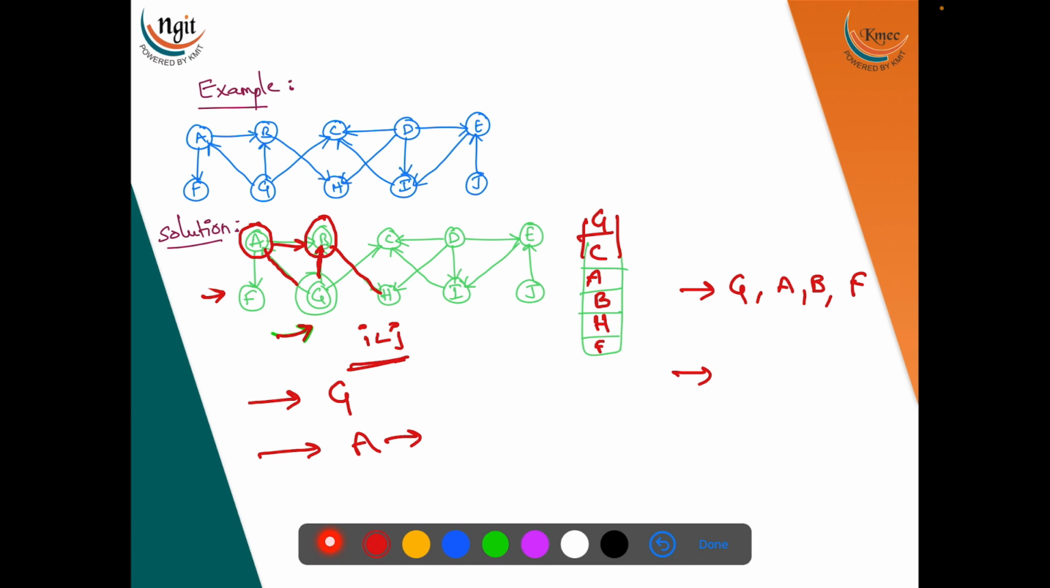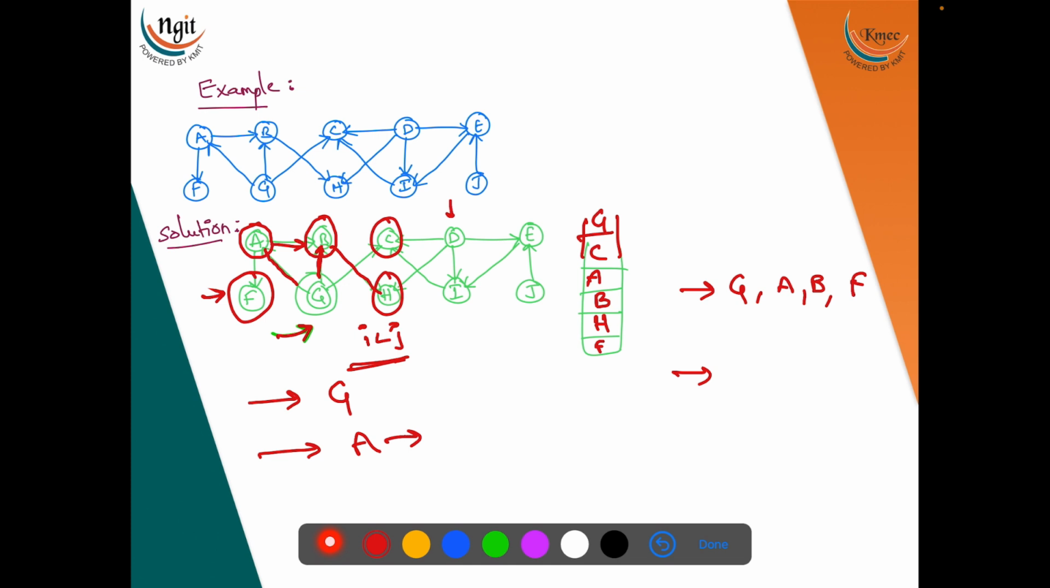Now your stack consists of what? F, H, B, A, C, G. And still there are other vertices which we have not visited. Now consider another vertex, D, which we have not visited; you just mark it with a double circle for clarity purposes, that's it. Now we'll go to D. Consider another vertex, D.